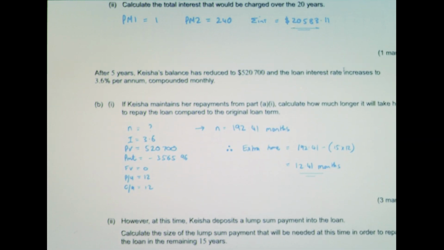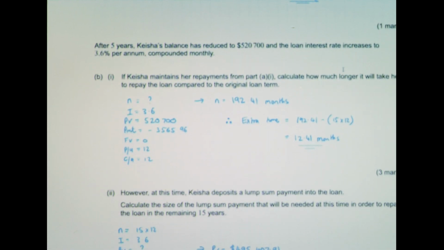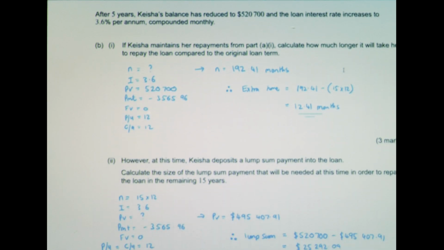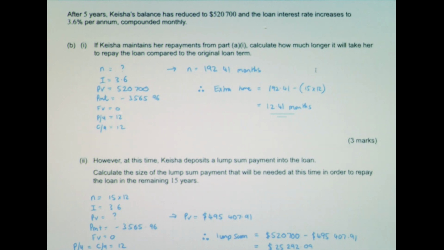After 5 years, Keisha's balance is reduced to 520,700. Interest rate increases to 3.6. So what we're looking to do here is calculate how much longer it's going to take to repay that loan. So we're looking at an N calculation, interpreting the information that you've got from the question. So the PV value has to change.